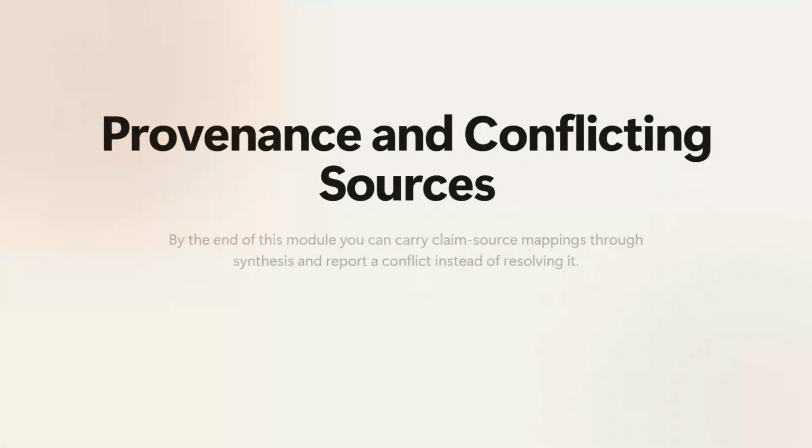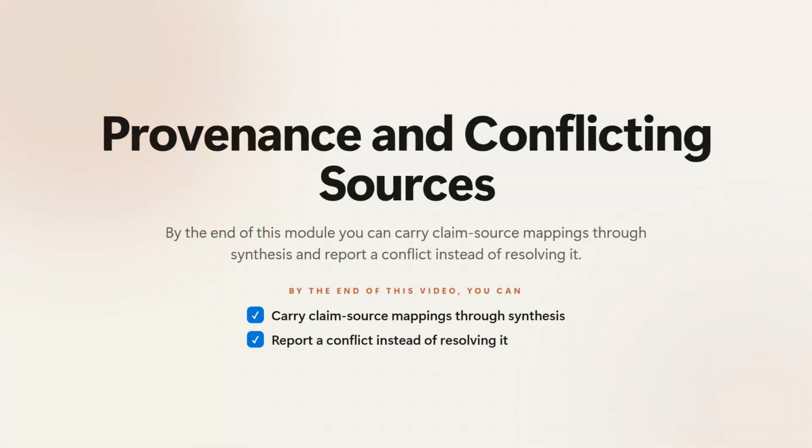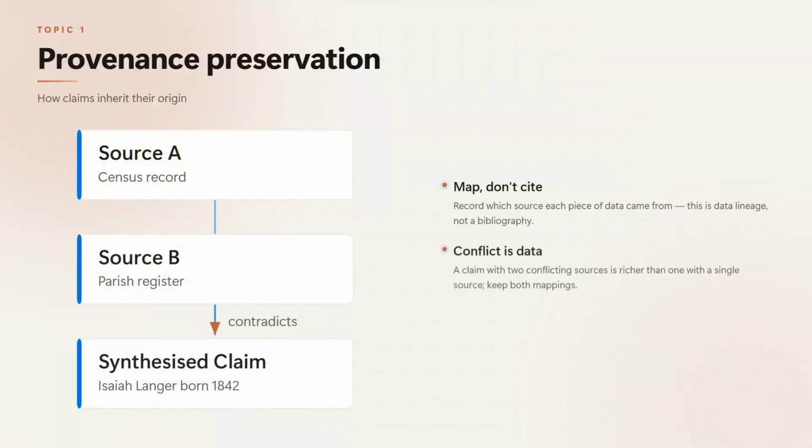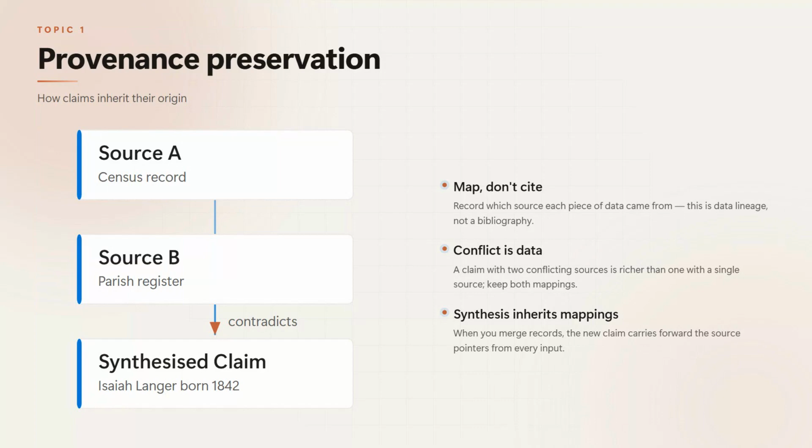By the end of this module, you can carry claim source mappings through synthesis and report a conflict instead of resolving it. Here is how this module builds up. Provenance preservation means requiring every subagent to output structured claim source mappings, claim text, evidence excerpt, source URL, and publication date, and instructing the synthesis agent to merge and preserve those mappings in the final report. It is not about adding a bibliography at the end, it is about ensuring each individual claim remains linked to its origin through every step of the pipeline.